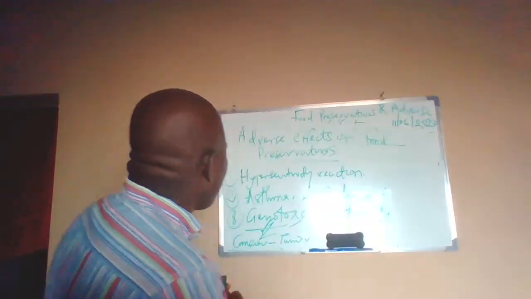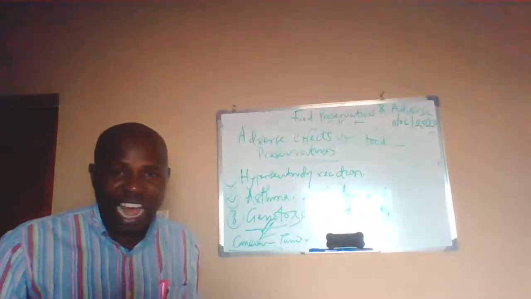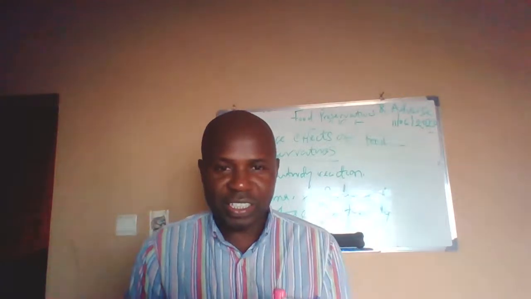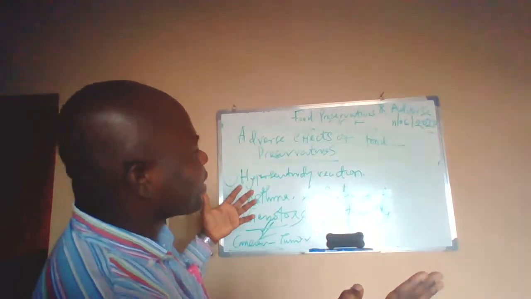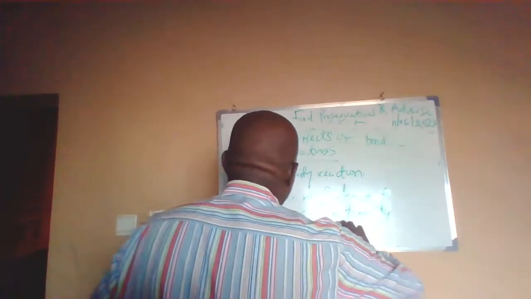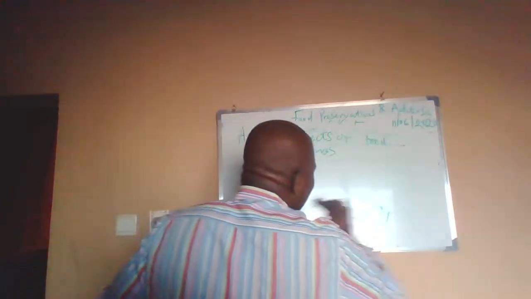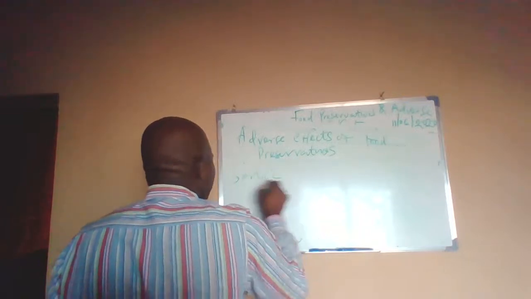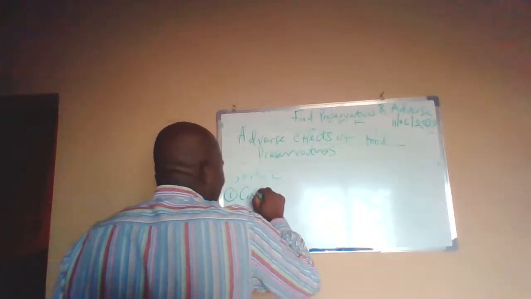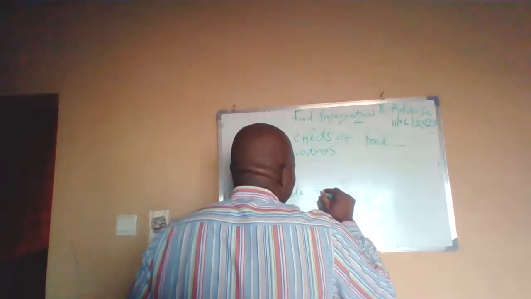All right. So we want to talk about another food preservative with its adverse effect in our body system. We want to talk about sorbic acid. Sorbic acid has been a food preservative in the food industry, and it has been shown when taken in huge consumption in our body system to cause contact dermatitis.